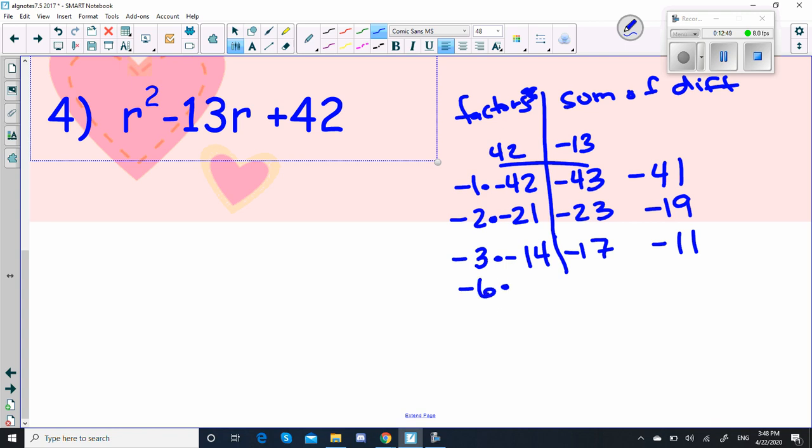Negative 6 times negative 7. Okay, those add up to negative 13. There it is. That's it right there. So I'm going to use those two factors, negative 6 and negative 7.